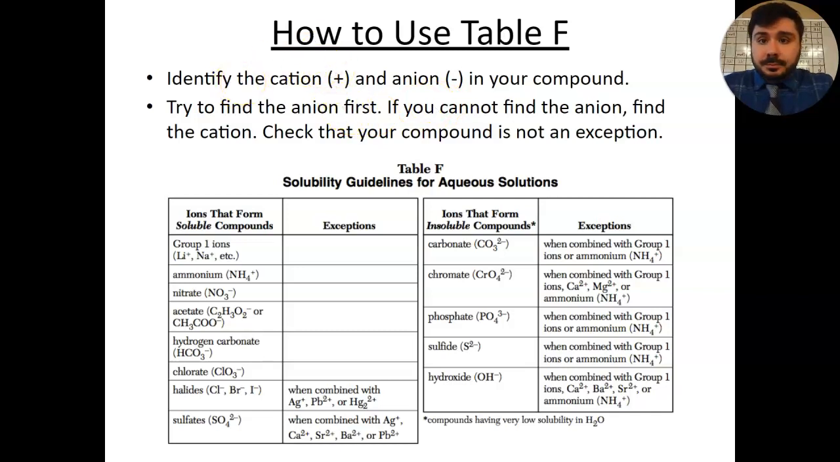First things first, whenever you look at a substance, you want to be able to identify the cation and the anion, right? The cation being the positive ion and the anion being the negative ion, right? So let's say, for example, we are dealing with the substance, I'll write it over here, NaCl, right? Classic example.